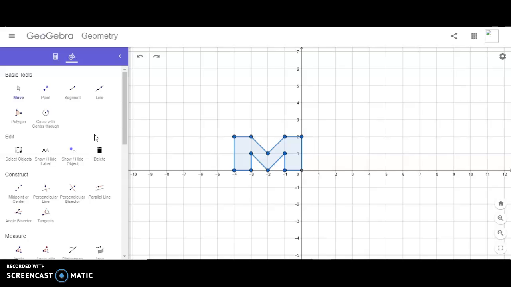Hi guys! Alright, so I'm starting with this little figure I made. It looks kind of like an M on purpose.